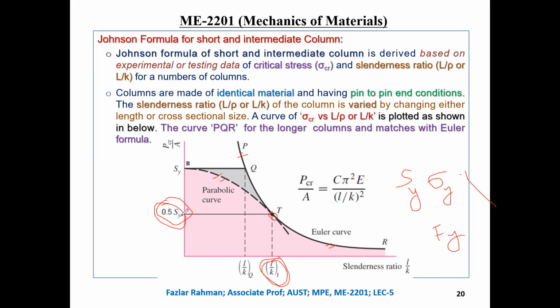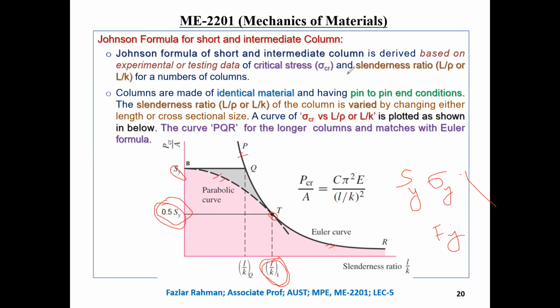Stress cannot be more than yield strength. Because if stress is more than yield strength, then what will happen? There will be plastic deformation, and the material will fail. So he is saying the maximum load a column can take will be equal to yield strength. That means only equal to this much at point B.